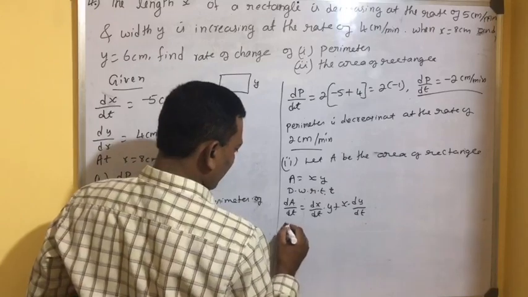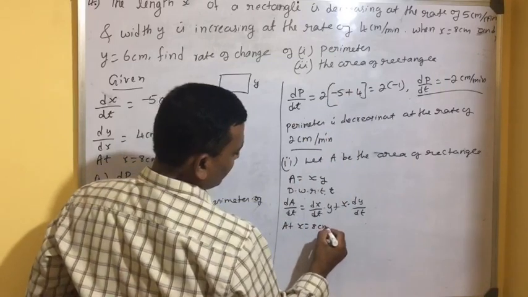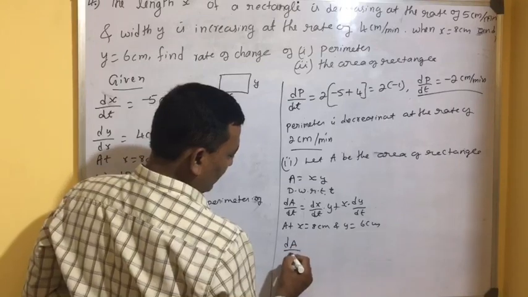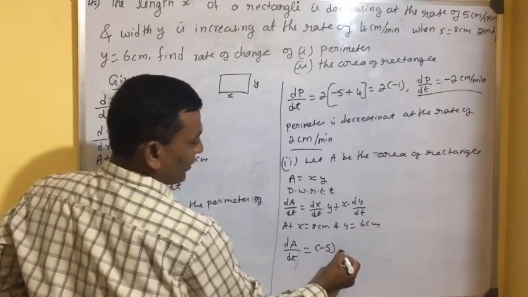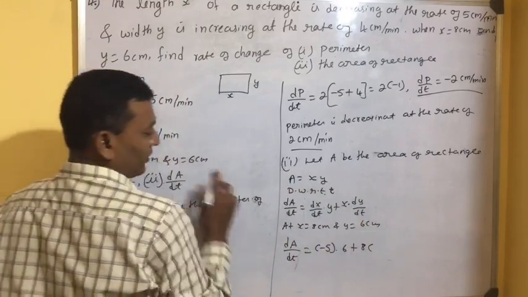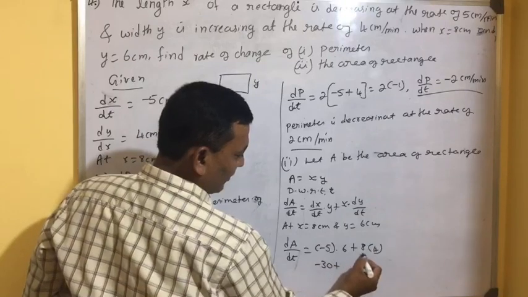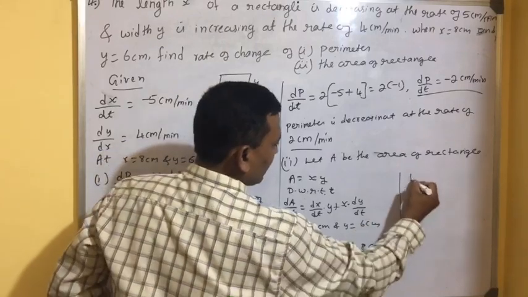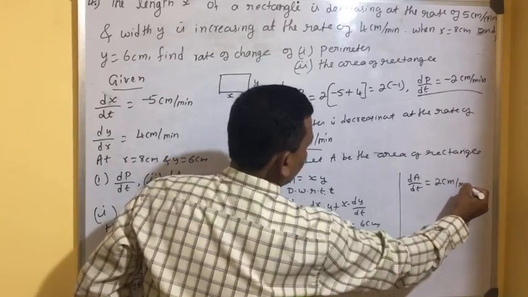So also we can see now at x is equal to 8 and y is equal to 6 centimeters, dA by dt is equal to dx by dt, which is minus 5, into y, which is 6, plus x, which is 8, into dy by dt, which is plus 4. So it is minus 30 plus 8 4s are 32, which is equal to plus 2. It means area is increasing at the rate of 2 centimeters per minute.